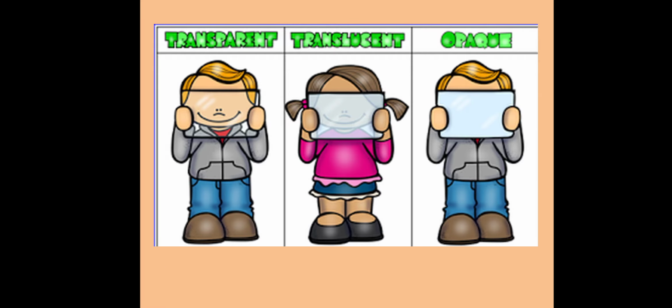Here we have a photo that shows the difference between 3 types of materials. As we can see, the boy on the left is holding a transparent material. The girl next to him is holding a semi-transparent material, and the boy on the right is holding an opaque material.